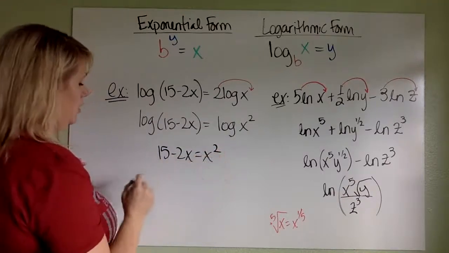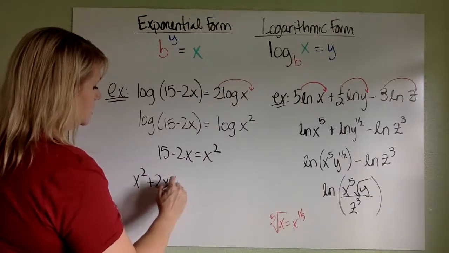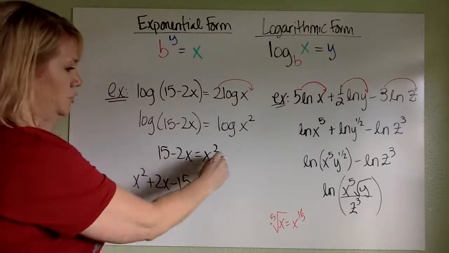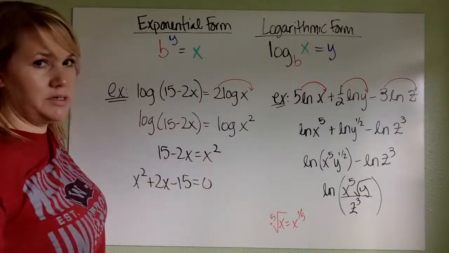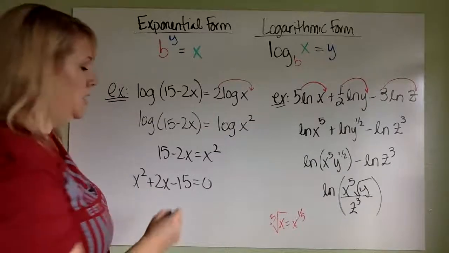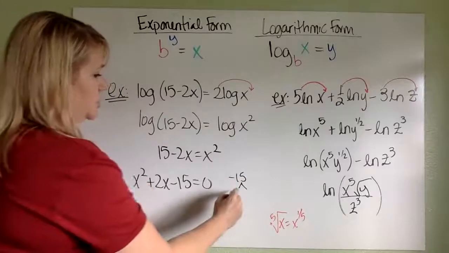And then I'm going to put it all on one side. I like to write it as x squared plus 2x minus 15 equal to 0. I like to add the 2x over, subtract the 15 over, so that the x squared stays positive. We're going to factor this. We're going to rewrite this in factored form. So we're looking for the factors of negative 15 that add to make 2.